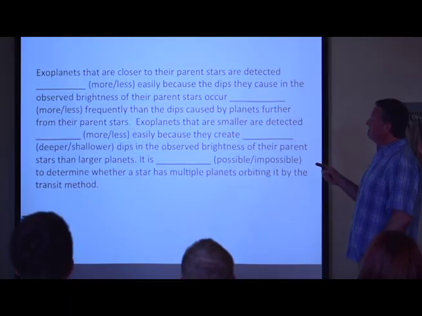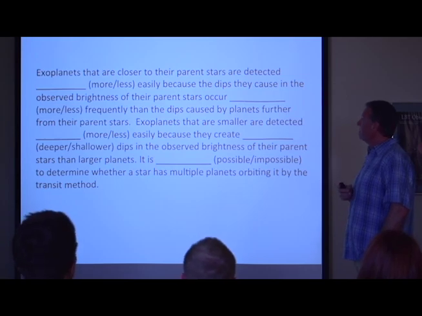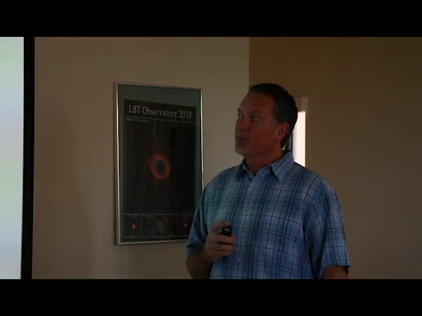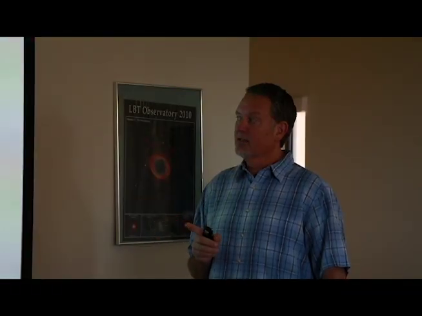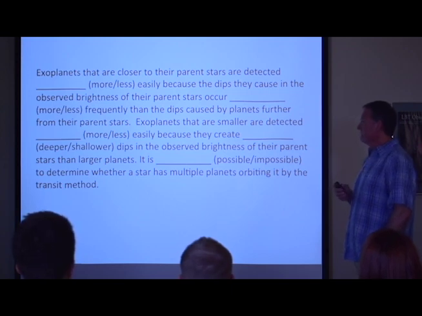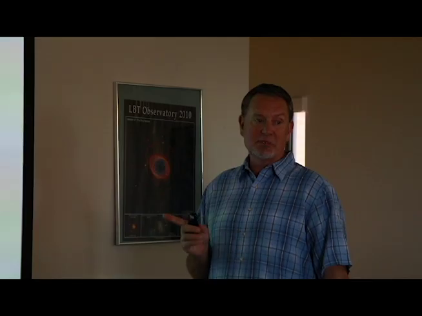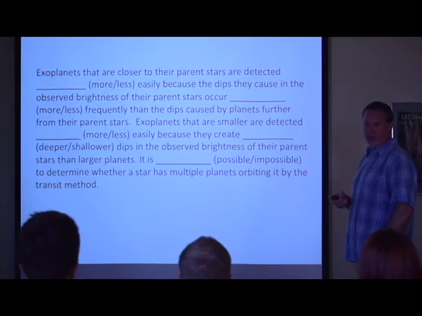Let's go ahead and debrief this together, shall we? So exoplanets that are close to their parent stars are detected more easily because the dips they cause in the observed brightness of the parent stars occur more frequently than dips that are created by planets that are further away. Okay. Exoplanets that are smaller are detected less easily because they create shallower dips in the observed brightness of their parent star than larger planets. So it is or is not possible? It is possible to detect multiple planets, yeah, and that was what we just saw in that last graph.